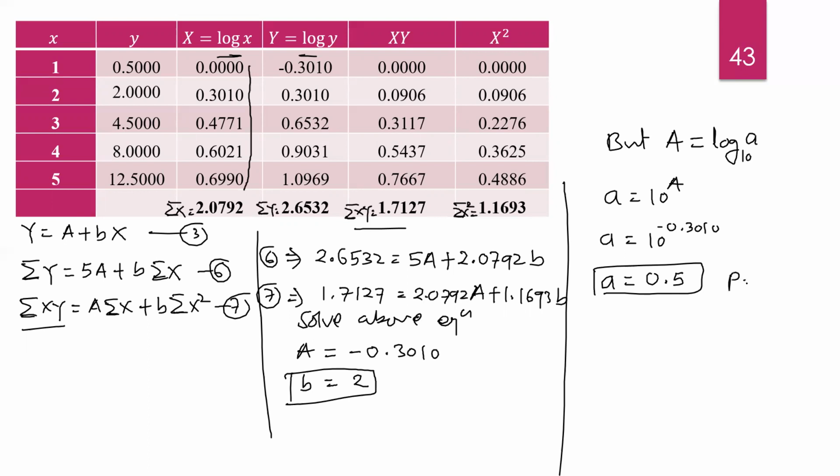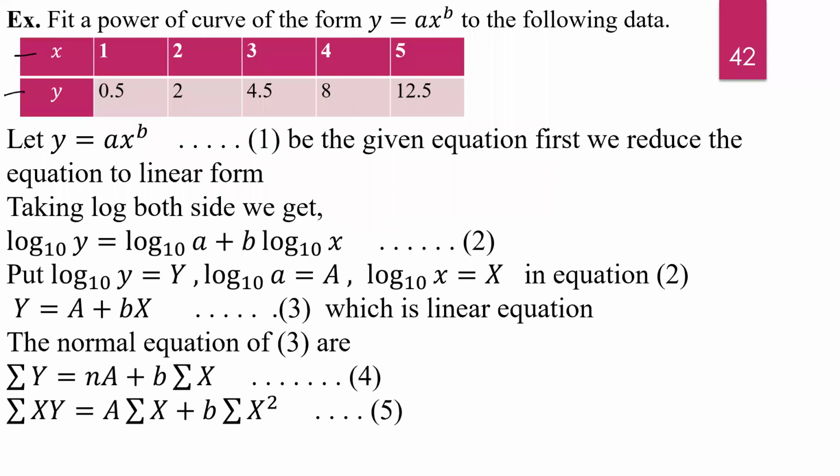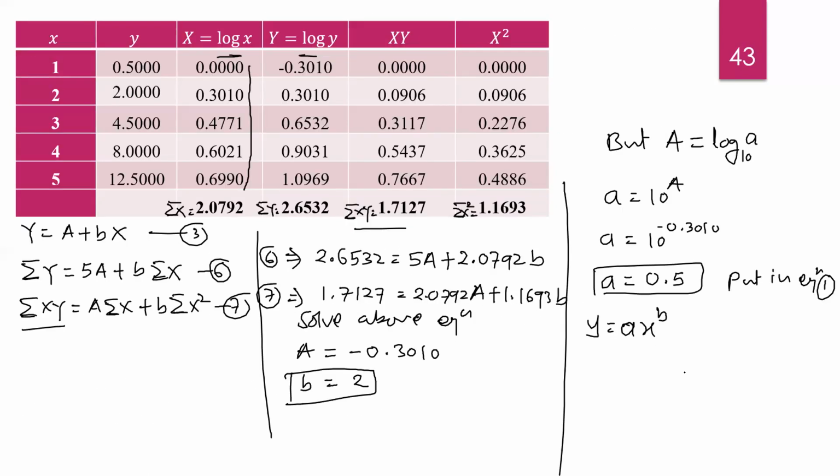Put this a and b in equation 1. What is equation 1? y is equal to a x to the power b. Now see, this is equation number 1. Now put the values: the value of a is 0.5 and the value of b is 2. So this is the required curve from the given data.